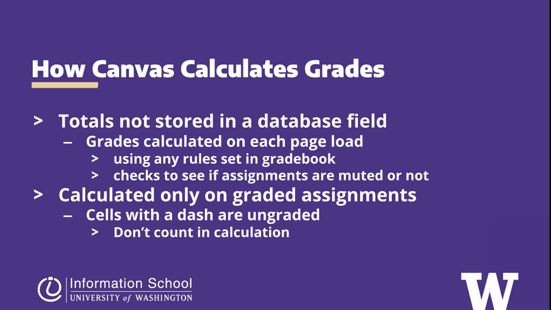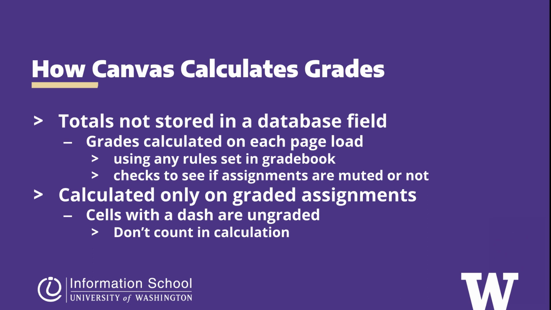Before talking about setting up your Canvas gradebook, let me take some time to describe how Canvas calculates grades. The first thing to know about the Canvas gradebook is that the database doesn't store final grades anywhere. Grades in the total column are recalculated every time the page reloads. Canvas looks at all of the rules you have set in your gradebook, including checking to see if the assignment is muted or not, calculates the grade, and sends it to the total column.